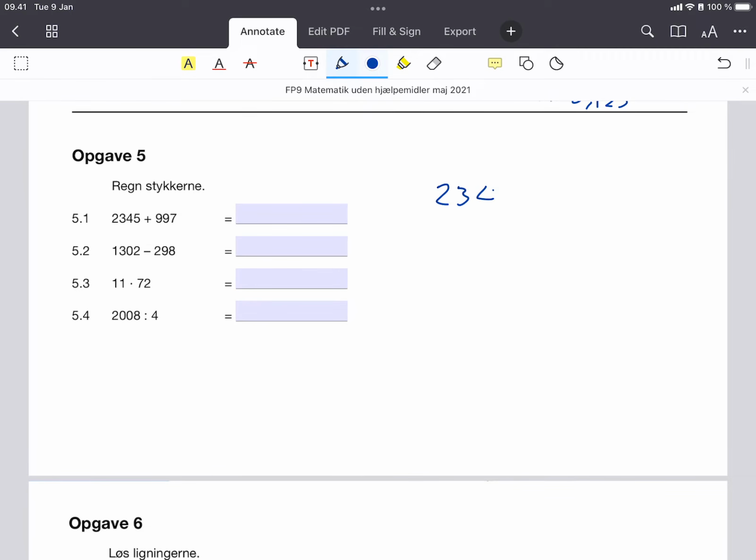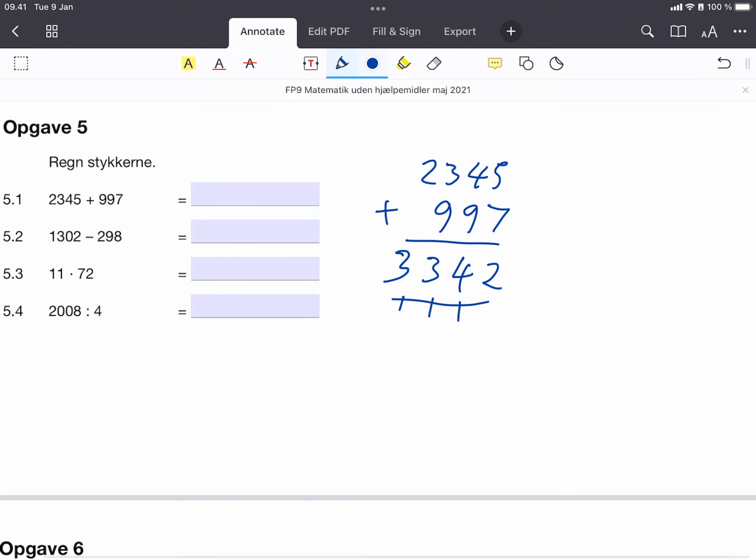So 2345 plus 997. I mean, you could do something smart with recognizing that that's near to 1,000, and then doing a quick calculation that involves adding 1,000 and taking off 3. I'll do it the long way. So 5 plus 7 is 12, 2 carry 1. 4 plus 9 is 13, plus the 1 I carried makes 14, 4 carry 1. 3 plus 9 is 12, plus the 1 makes 13, 3 carry the 1, 1 plus 2 is 3. 3342. But I might more quickly in my head have just taken that, added 1,000, and then taken off 3.